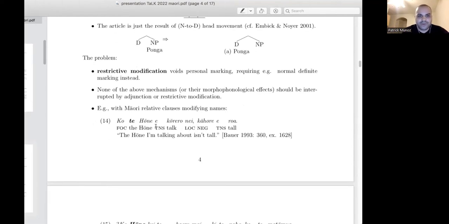So for example, in Maori, if you modify your name with a restrictive modification with something like a relative clause, so something like the Hone I'm talking about, the restrictive relative clause ends here, and then the other independent clause is not tall is here, so it means the Hone I'm talking about isn't tall, where the interpretation is not that there's some guy named Hone I'm referring to, but I modify the name, and Hone means something like the property of being named Hone, right? And you modify it to mean this is the Hone that I'm talking about. You have to use te, you can't use a here, right?